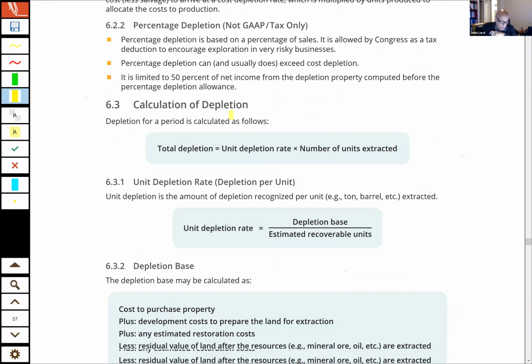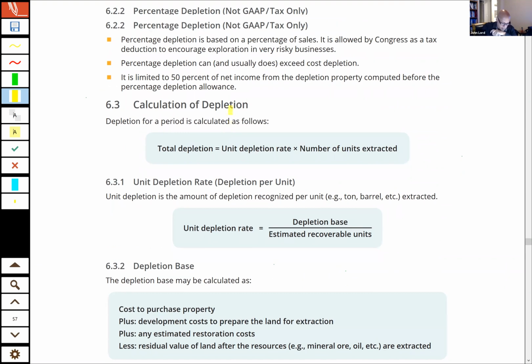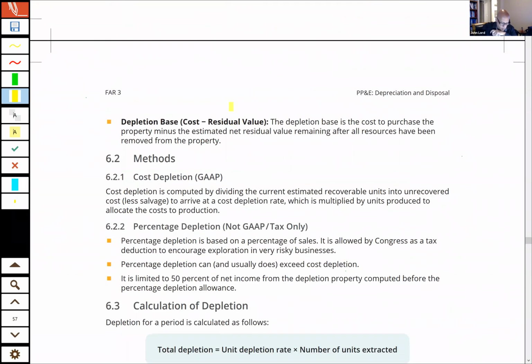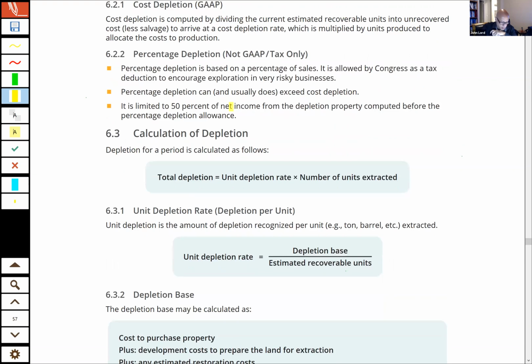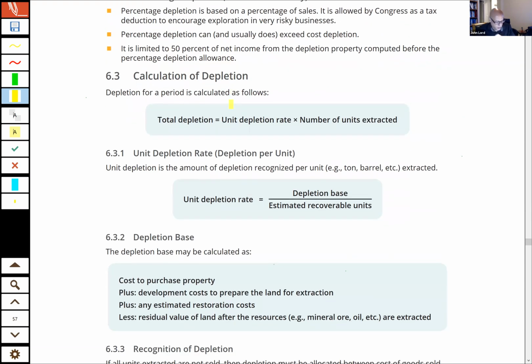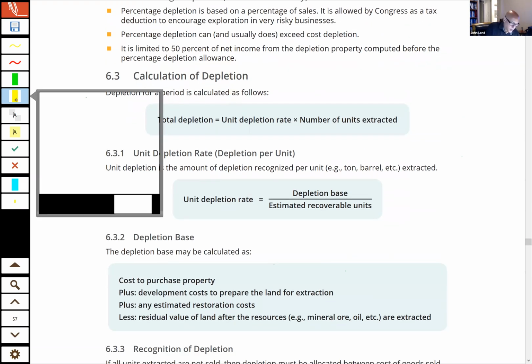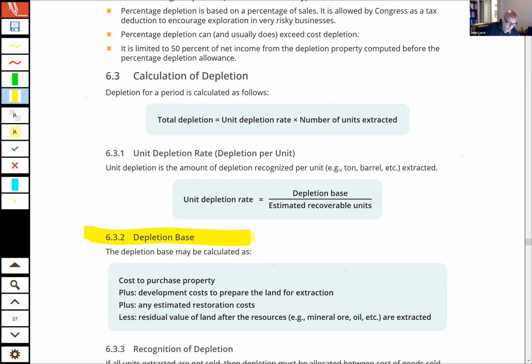Over to the next page here, 6.32. Let's first figure out the depletion base. The depletion base is whatever I pay for the property, plus any development costs for the extraction. I buy a piece of land because there's coal down there, but I have to get the people down there to pull the coal out.